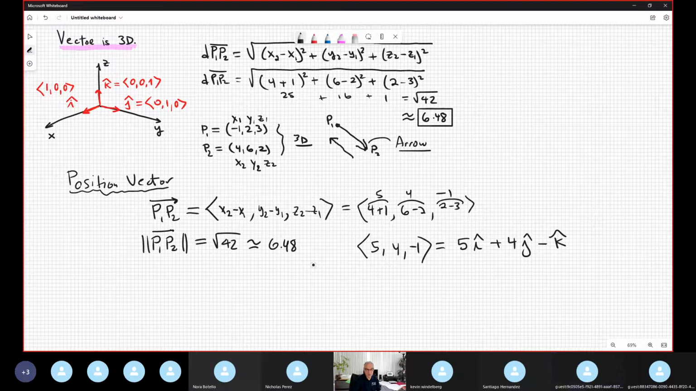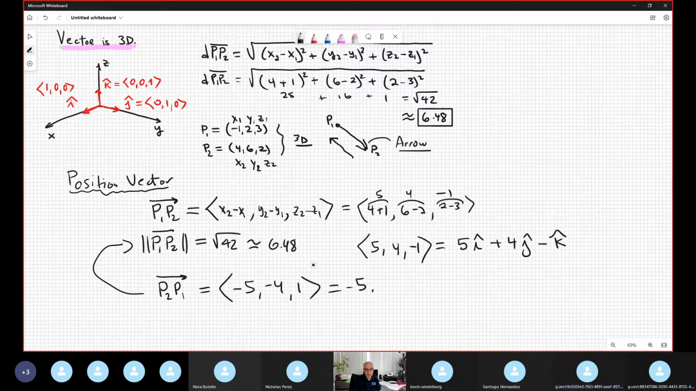Do you understand the idea about the position vector? Suppose the position vector now is P2 to P1. It's the same magnitude. However, the direction is opposite. So it's negative 5, negative 4, and positive 1. It's negative 5i minus 4j plus k. This idea is clear: position vector and distance.